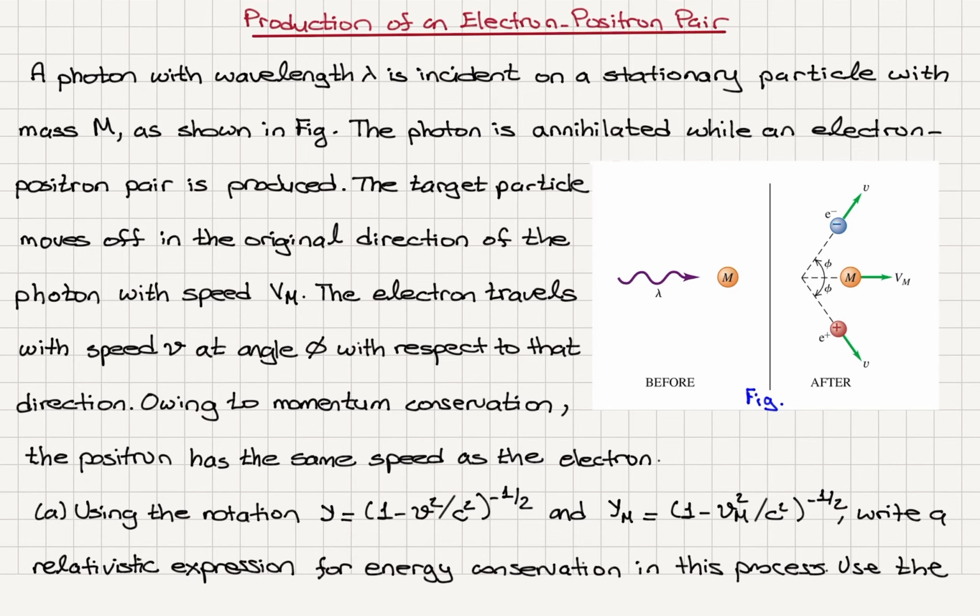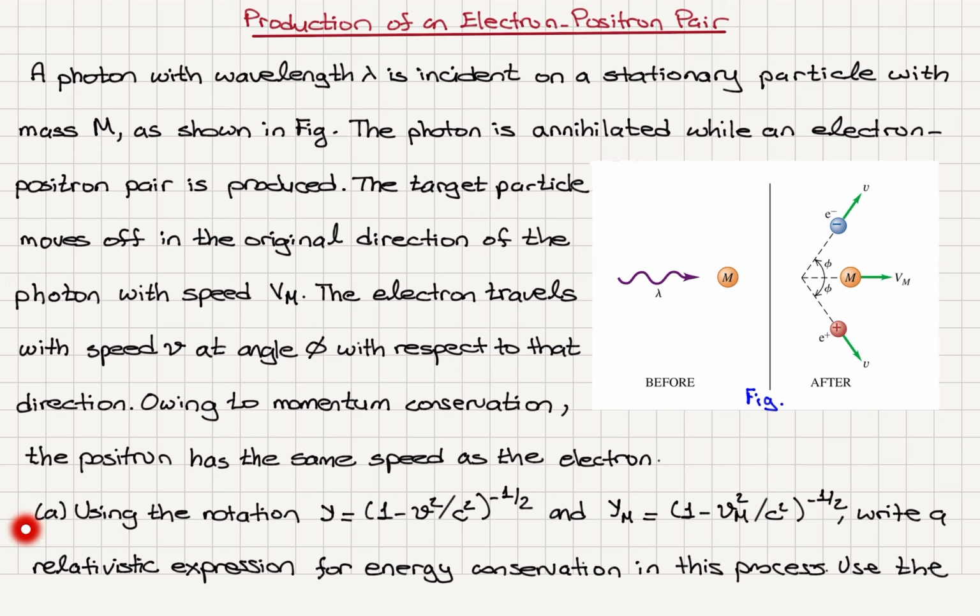We're continuing our discussion of the production of an electron-positron pair problem. In part A, remember for this setup here, we have a photon hitting a stationary particle with mass capital M, producing an electron-positron pair, each making an angle phi with respect to the x-axis, and the particle continues along the direction of the incident photon with velocity v sub capital M.